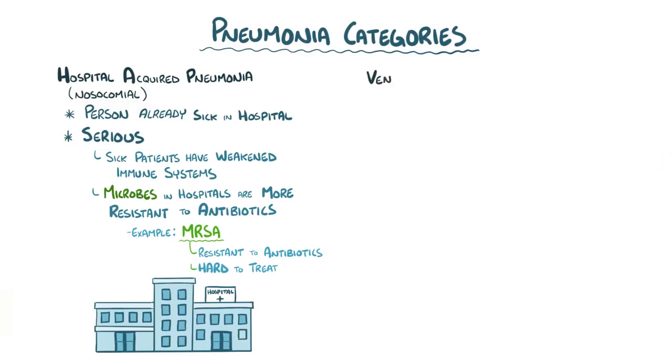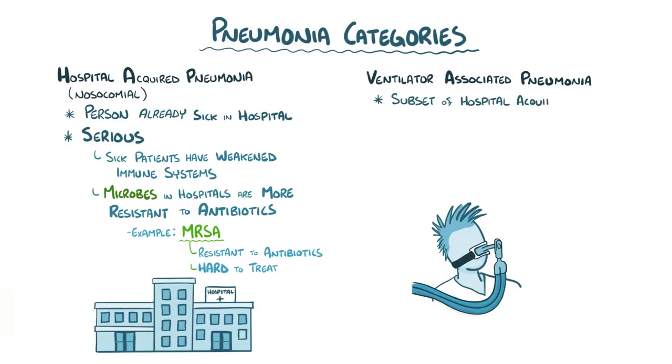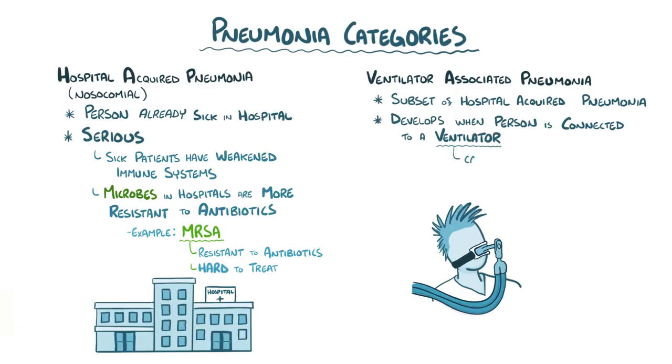Another category of pneumonia is ventilator-associated pneumonia, which is a subset of hospital-acquired pneumonia, but it specifically develops when ill individuals are connected to a ventilator. Oftentimes, there's a biofilm, which is a mix of bacteria, sugars, and proteins that can coat a surface, that forms on the endotracheal tube. Individuals on a ventilator can't cough, and are often pretty sick already, so over time, microbes can move from the tube directly into the lung and cause a pneumonia.